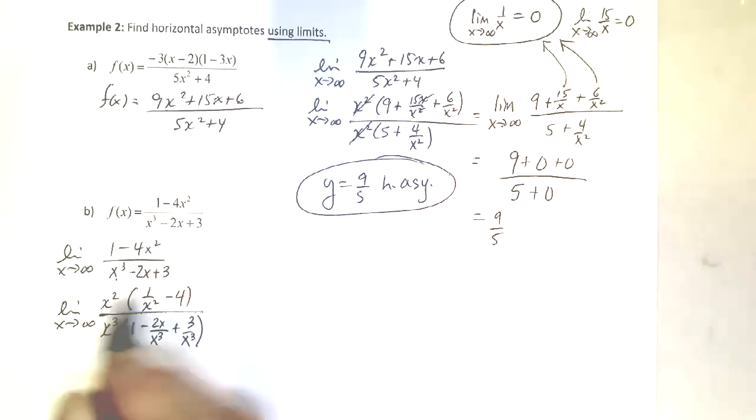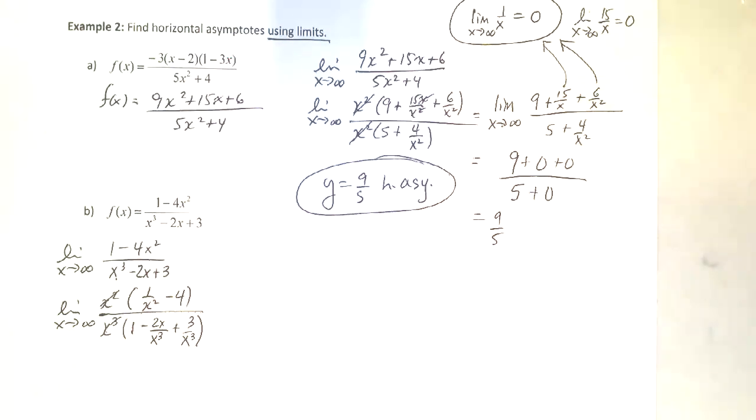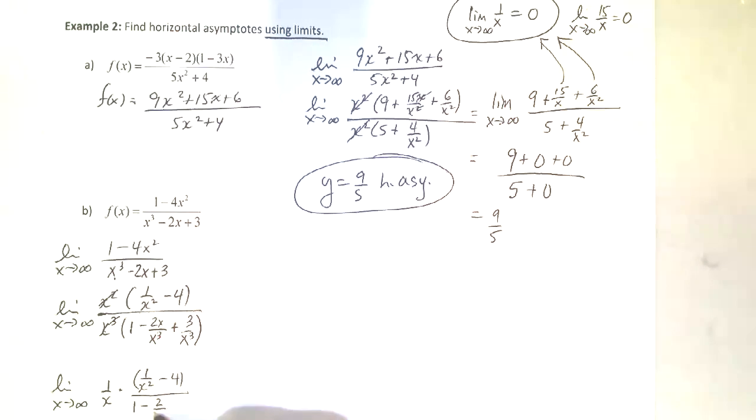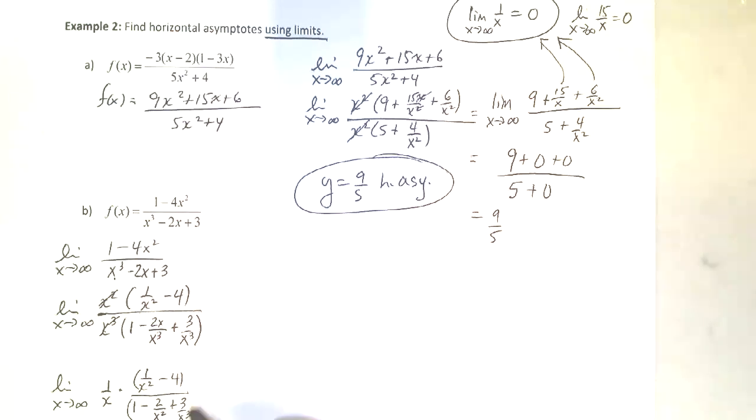Now we take a minute and simplify all of our expressions. The x squared over x cubed actually reduces to 1 over x. So I'm going to rewrite the function below so 1 over x is very clear. Then this numerator is 1 over x squared minus 4, and this denominator is 1. This reduces to 2 over x squared. This one is fully simplified.